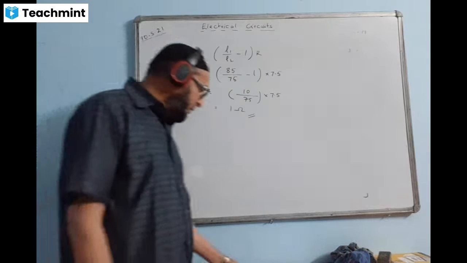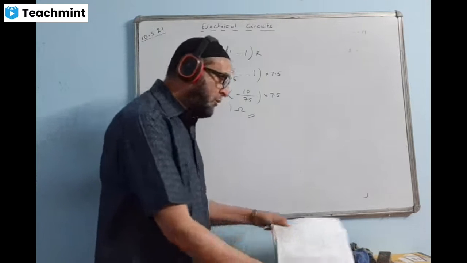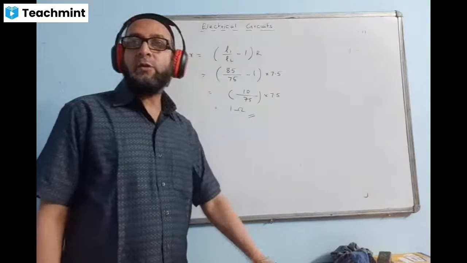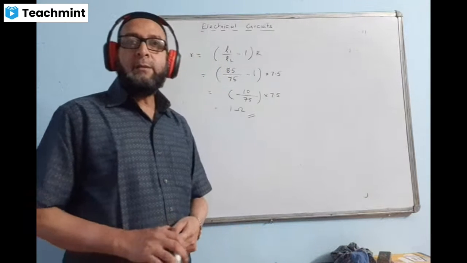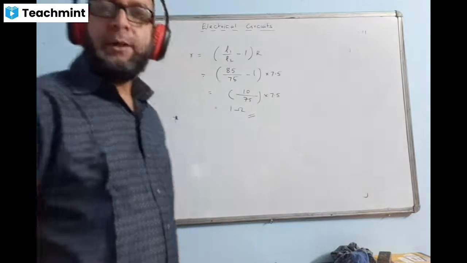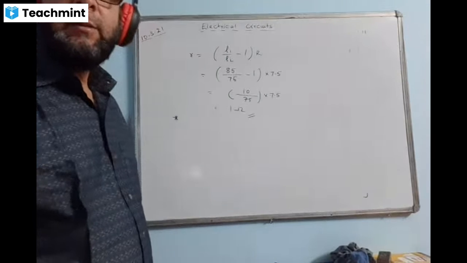So with this information, this electric circuit is also over. Potentiometer is also over. Maybe next time you can start optics, light.